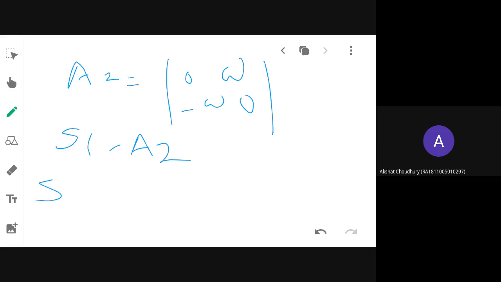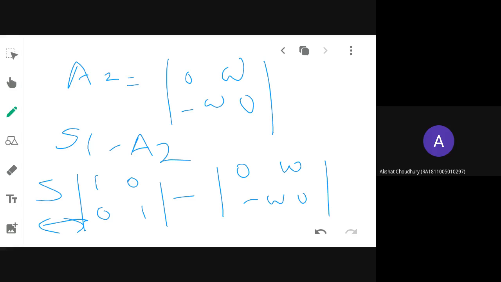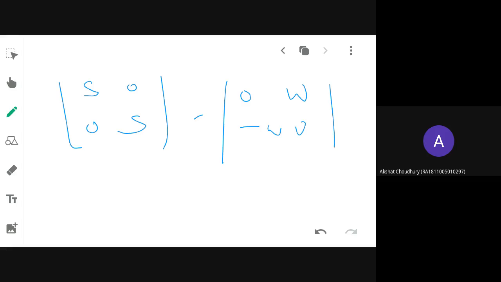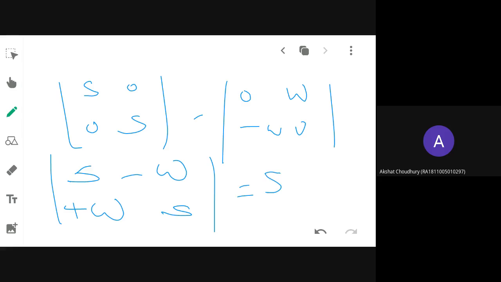Okay, so this is your unity matrix that I will write in place of diagonals, minus 0, omega, minus omega, 0. So what will be the answer that you will be getting? If you multiply, this will become s, 0, 0, s. So we subtract: s, 0, 0, s minus 0, omega, minus omega, 0. If you subtract, the answer will be s, minus omega, plus omega, and s you will be getting. Okay, so this is your sI minus A.